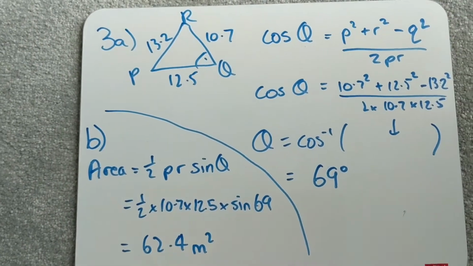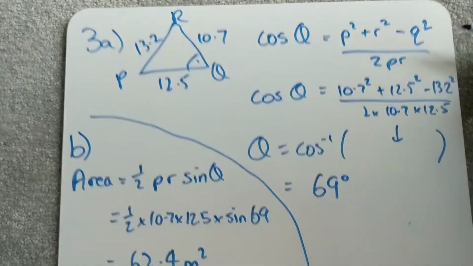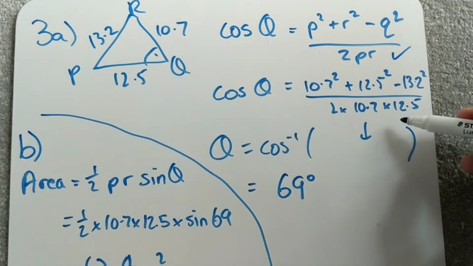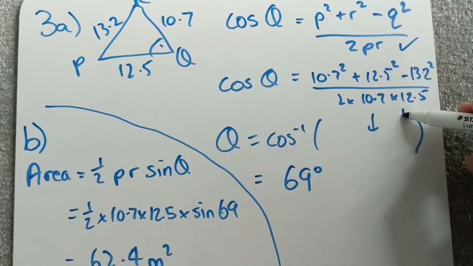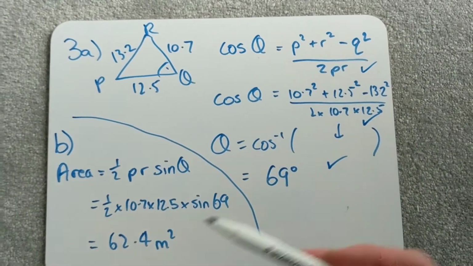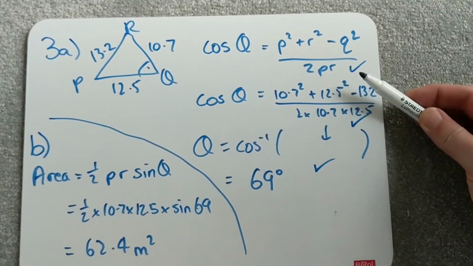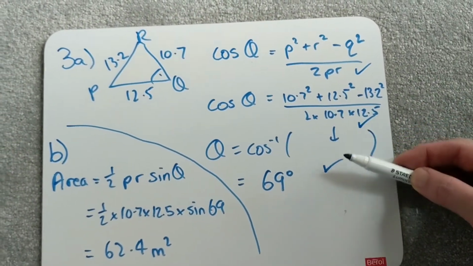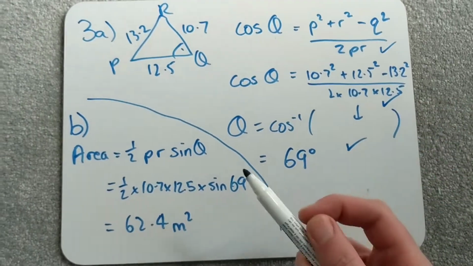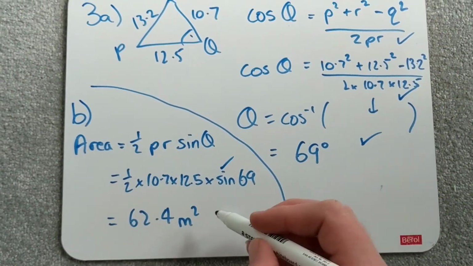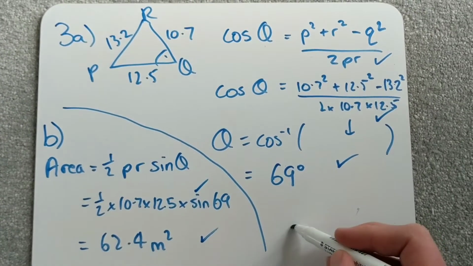Now in terms of marks, you get 1 mark for identifying the cosine rule, subbing in all the values and doing cos to minus 1 and getting an answer 69. That's your first 3 marks. So using the cosine rule, putting something in, getting the cos to minus 1 of that stuff in the brackets, 69. 4th mark is for subbing in to the area formula, and the 5th mark is for the answer. So it's out of 5.